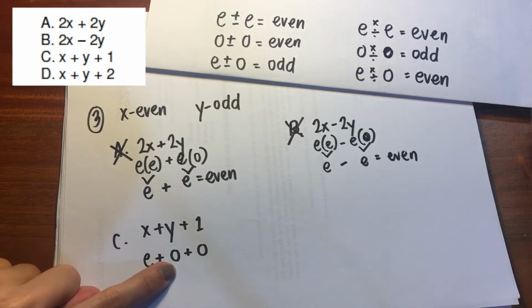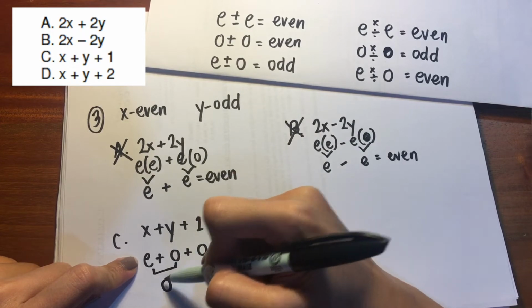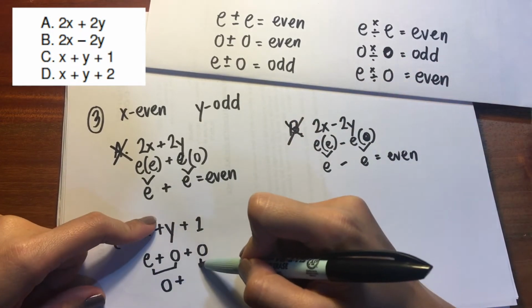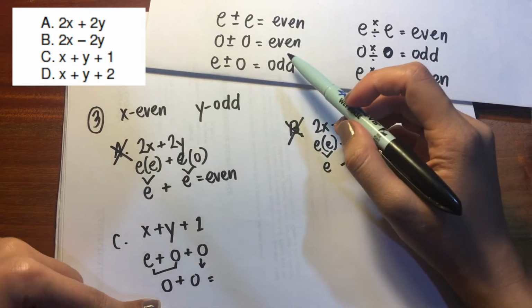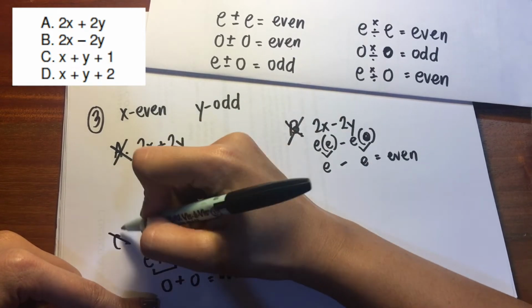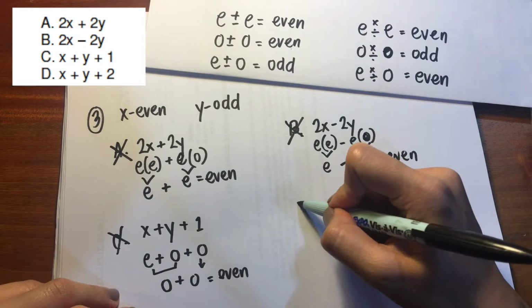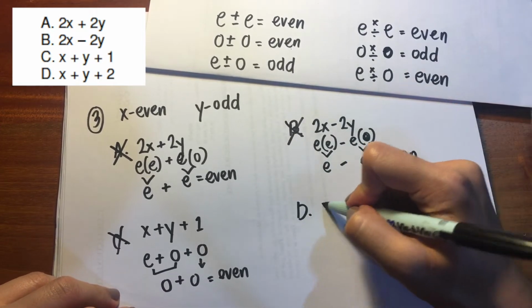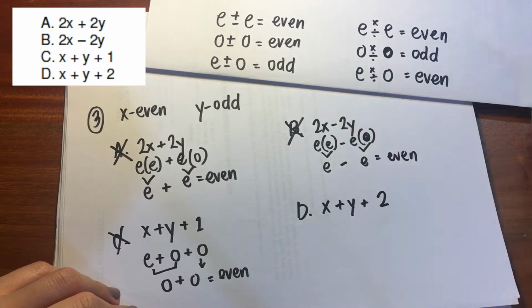Adding even and odd number will give you an odd number, plus an odd number. So adding two odd numbers will give you an even number. So C is also not the answer. By method of elimination, we can already conclude that D is the answer. However, for the sake of this video, let's check.